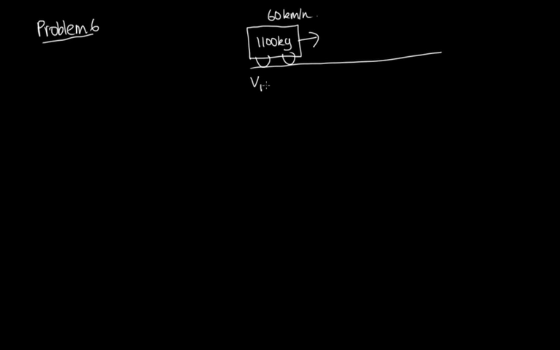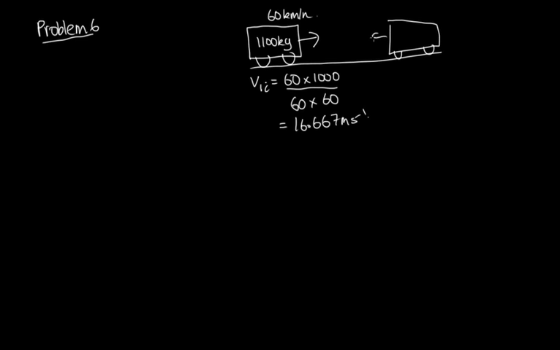So we've got V1 initial is equal to 60 kilometers per hour times 1,000. So that'll be meters per hour divided by the 60 times 60 to get it into meters per second. And this gives us 16.667 meters per second. And then we've got a second car, which is heading in a different direction.